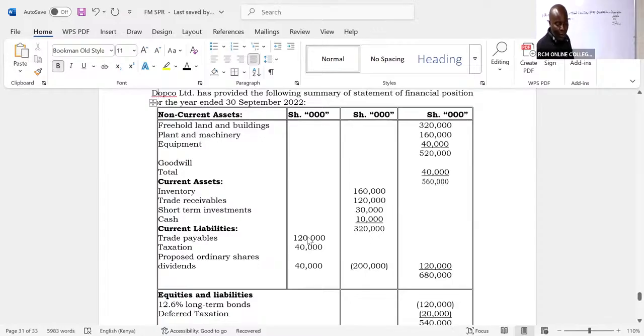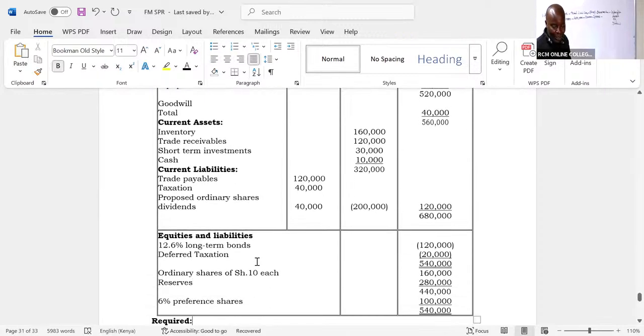Then minus all the liabilities. I start with the current liabilities, which add to 200,000. Minus our long-term, non-current liabilities: we have a bond of 120,000, so you subtract that. We also have deferred taxation of 20,000. We subtract that one, it's not our money. Do we have any preference share capital? Oh yes, we do. If there is, then we shall always deduct it. You can see we have 6% preference shares, 100,000.